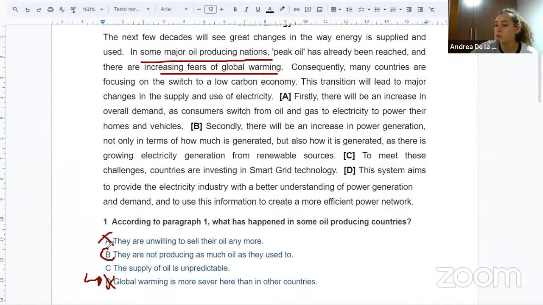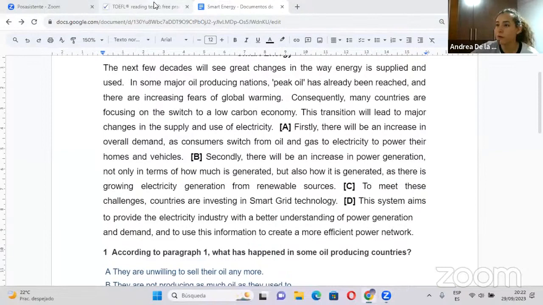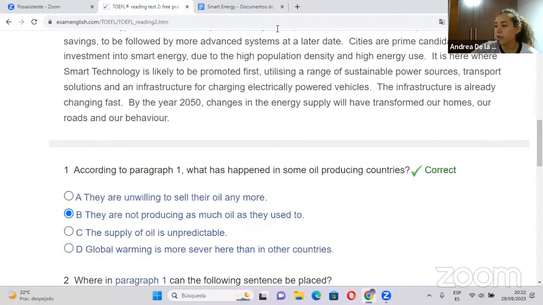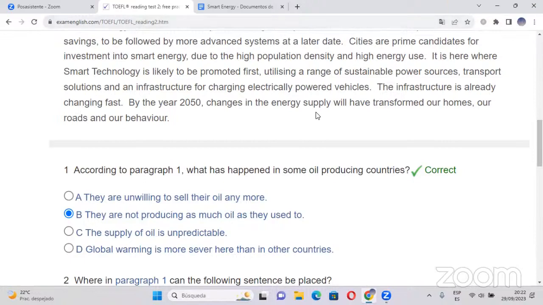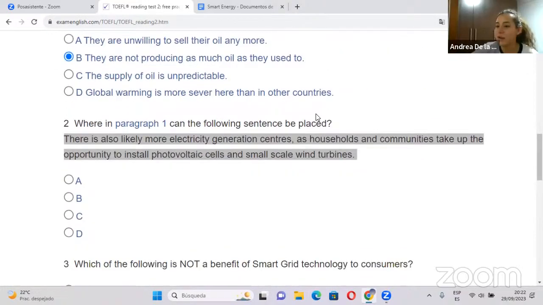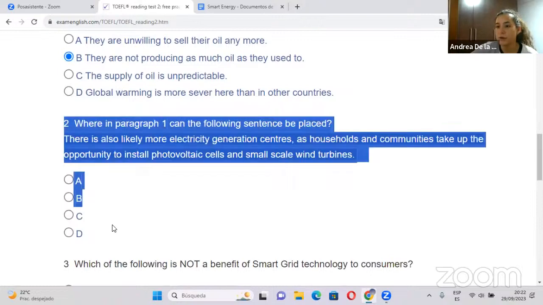Make sure that you just choose a paraphrase of what they explicitly say, right? They don't talk about the supply either. They basically say that they are not producing as much as they do. Okay, so option B would be correct in this case. Is that okay? Do you guys see why? Yes, teacher. Right? Let's take a look at another question.